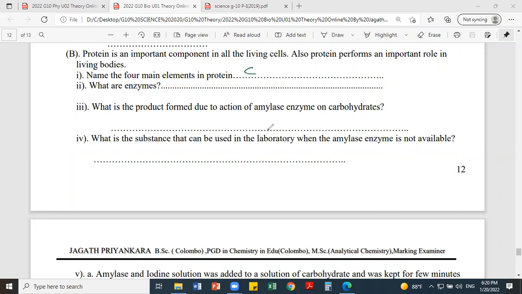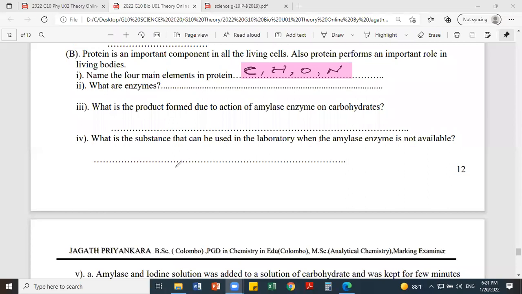Carbon, hydrogen, oxygen and nitrogen. These are the four elements present in any protein. Sometimes sulfur also could be present in protein. So proteins are made of these elements. Proteins are made of amino acids. Amino acids also consist of the same elements: carbon, hydrogen, oxygen and nitrogen.